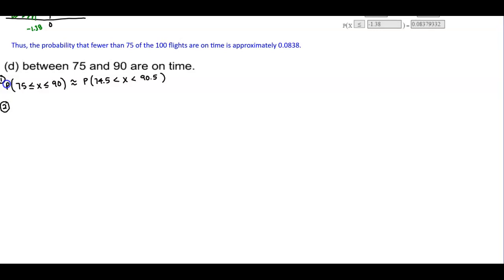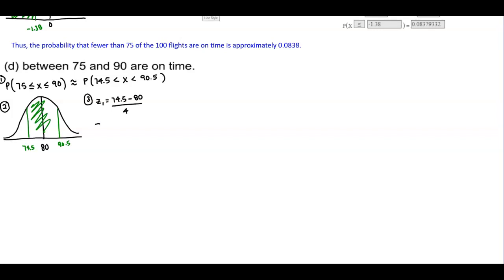Okay, so when we look at our bell curve, we know that our mean right now is 80, and we want to find the area that's in between 74.5 and 90.5. So we need to find a z-score. So z1 is going to equal 74.5 minus 80 over 4. So z1 rounded to 2 decimal places is going to be negative 1.38.